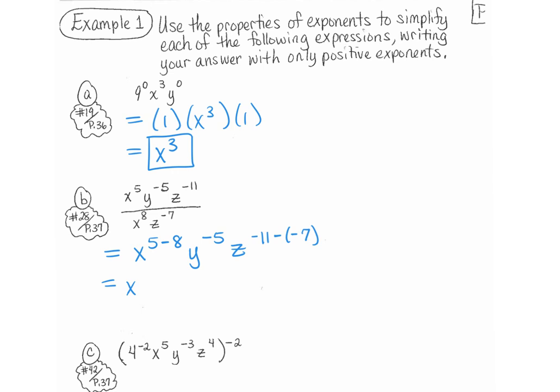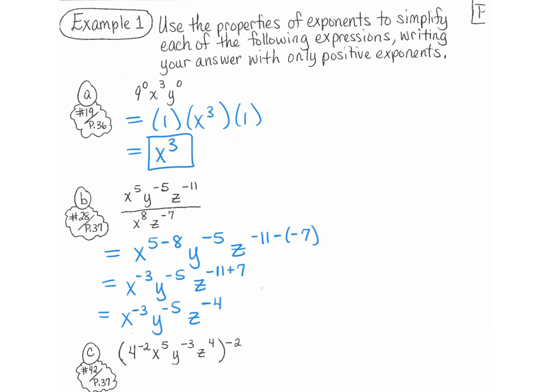What's 5 minus 8? Negative 3. So negative 3. Y raised to the negative 5. And then z we have to simplify a little bit with that exponent. So that's negative 11. We're subtracting a negative 7, so that becomes a what? Positive 7. So then we get x to the negative 3rd, y to the negative 5th, times z to the, what's negative 11 plus 7? Negative 4. Very good. And now we want our final answer to have positive exponents.